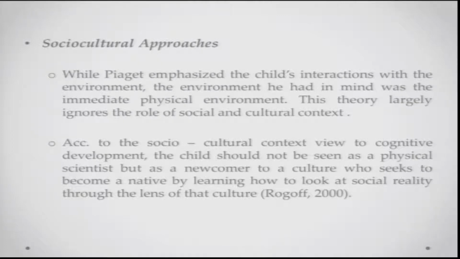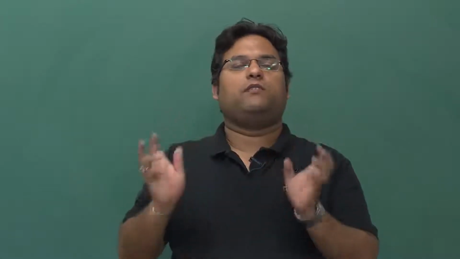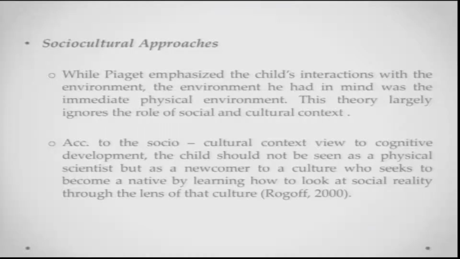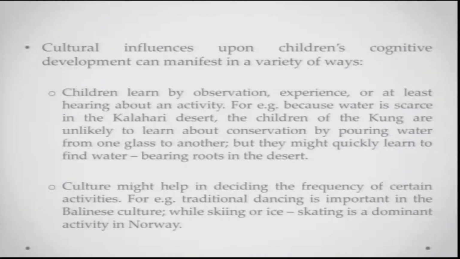So, the child has to also be seen as a newcomer to a particular culture. Other than the cognitive, intellectual development the child will be doing, he will also be learning how the culture operates, and that is a very important aspect, because the culture interacts with the kind of intelligence that the child is developing. Children are also seeking to become natives by learning how to look at social reality through the lens of that culture. In my culture this is happening, and you will see children pick up these aspects of their culture almost automatically. So, cultural influences upon children's cognitive development can manifest in a variety of ways.